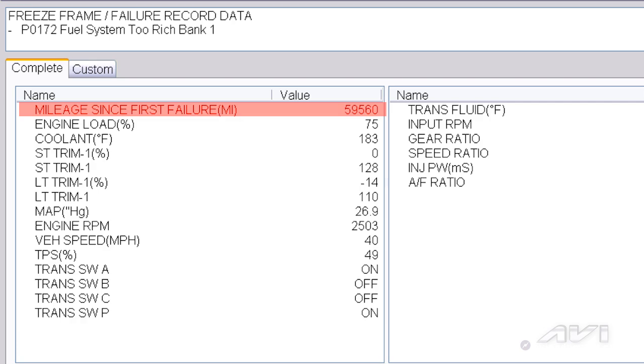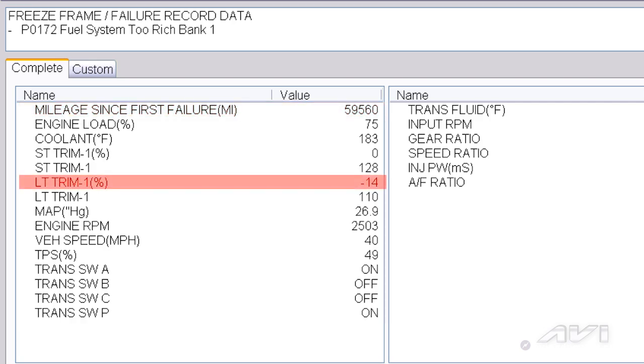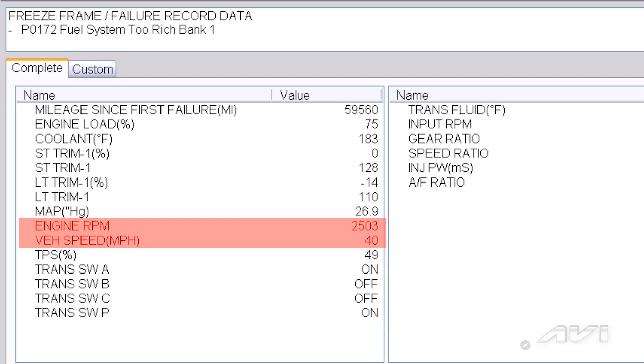Now in the fail record information, if you look down at long-term fuel trim, it was taking away minus 14%. You're well outside that plus or minus 10% window, so obviously you can see the PCM has detected a rich condition and is trying to take fuel away. You also notice it was detected going down the road at 40 miles an hour at about 2,500 RPM. So there's some pretty good information here in this fail record information.